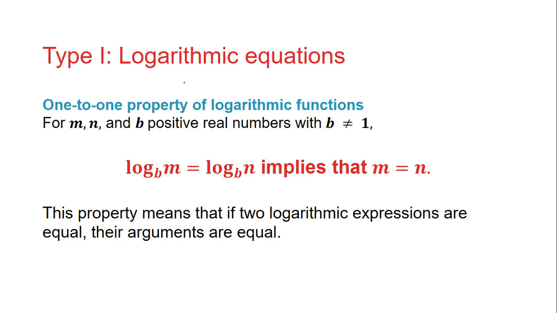So for the first type, we will use the one-to-one property of logarithmic functions, which states that if log to the base b of m equals log to the base b of n, then m has to equal n by the one-to-one property of log functions, right? The log of one expression equals the log of the other expression means that those arguments have to be the same. And so we will use this to solve equations such that if we have logs on each side, we'll just set the arguments equal to figure out the variable.